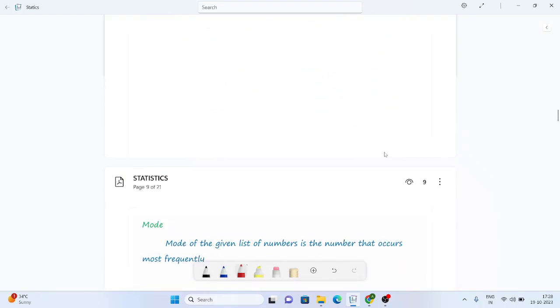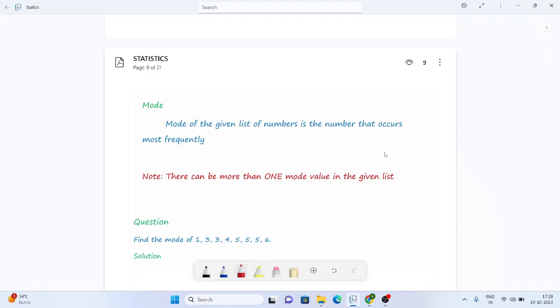Then we move to the next definition, the definition of mode. Done? Okay. Now I come to the mode. The mode of a given list of numbers is the number that occurs most frequently, meaning it repeats the most. This is straightforward. The definition of mode is very simple. If any number in the sequence repeats 2 times, say 3 repeats 2 times, and 4 also repeats 2 times, then there can be, make a note, don't be confused, more than one mode value in the given list. Note down this. Then we solve a few examples.